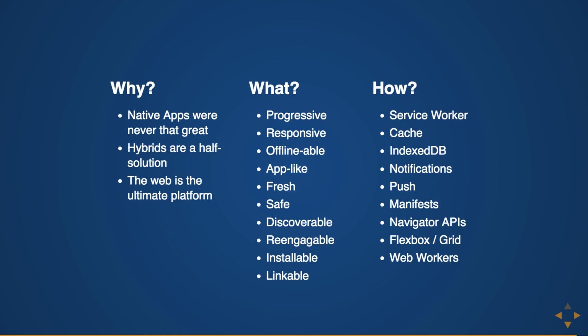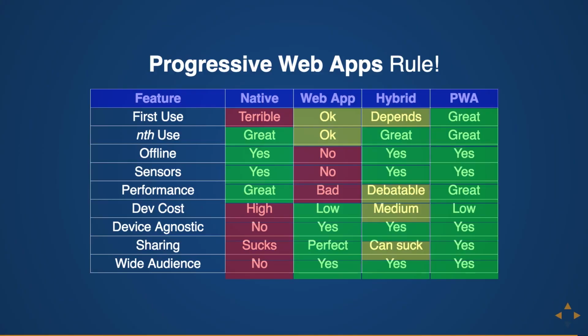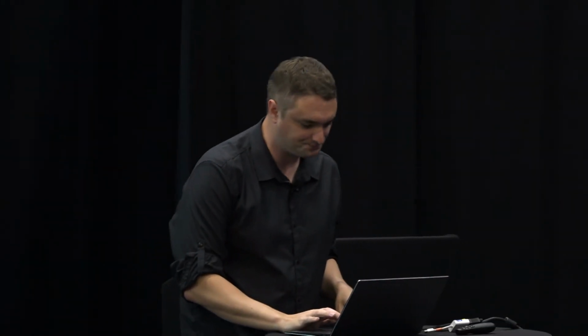So let's take a look at that chart one last time. If we add PWAs to this, first time use, killer. We've got server-side hydration, we have AMP, we have all kinds of ways to make the first experience awesome. Every subsequent experience, also pretty killer. Offline, you betcha. Access to sensors, through the Navigator APIs. Performance, outstanding. Dev costs, super low because we're using web technologies. Device agnostic, you betcha. Shareable, wide audience, check, check, check, check, and check.